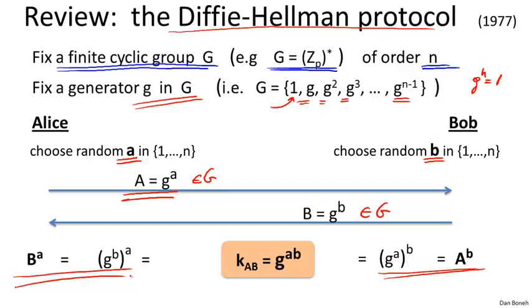So Alice, for example, has B and she has a, and so raising B to the power of a gives her the shared secret. The attacker, of course, the poor attacker, gets to see A and B, and he also gets to see the generator g, and his goal now is to compute g to the ab, but we said that this is believed to be a hard problem given g, g to the a, and g to the b. In a group like Zp star, computing g to the ab is difficult.